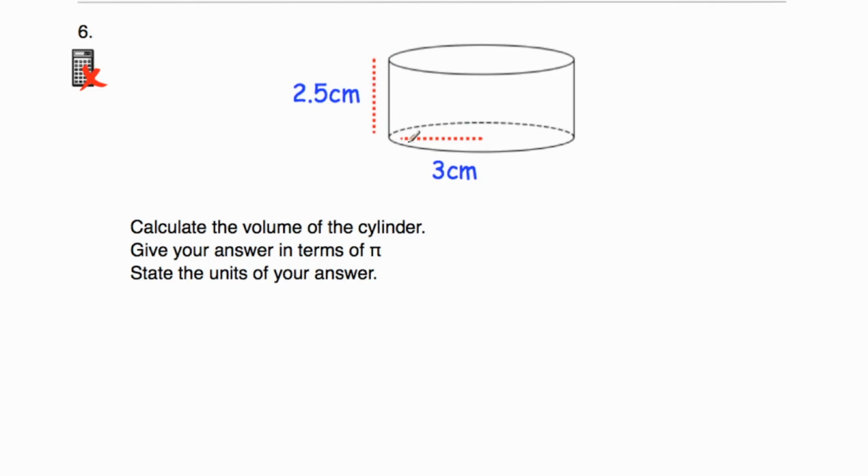So let's find the area of the circle to begin with. It's going to be pi times the radius squared, so pi times 3 squared, and 3 squared is 9, so it's going to be 9 pi. So that's the area of the circle, 9 pi centimeters squared.